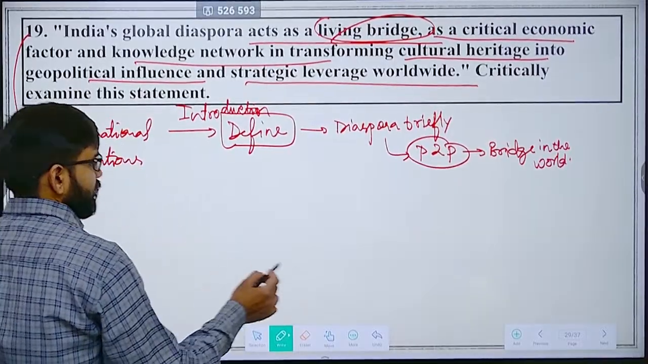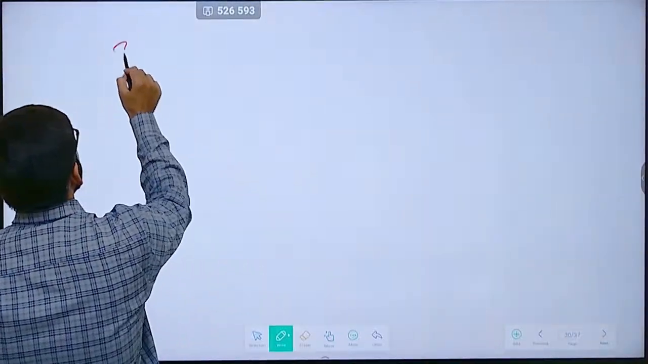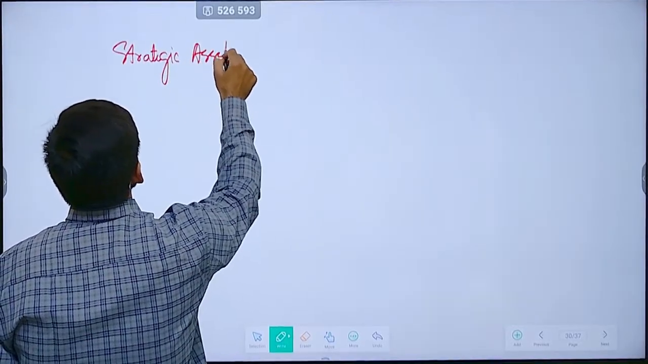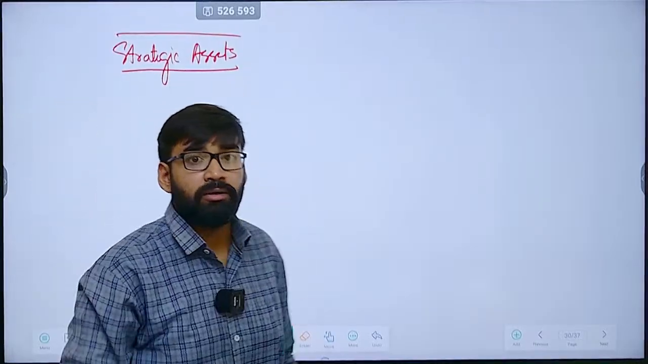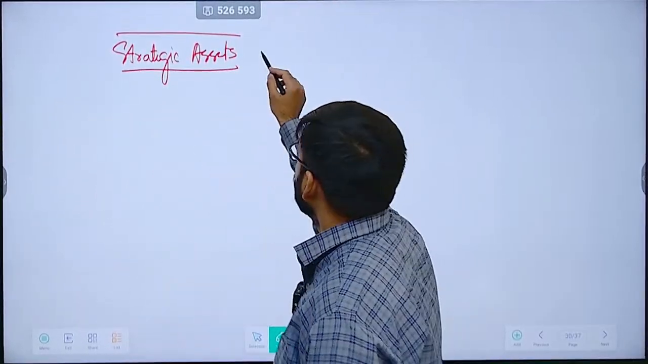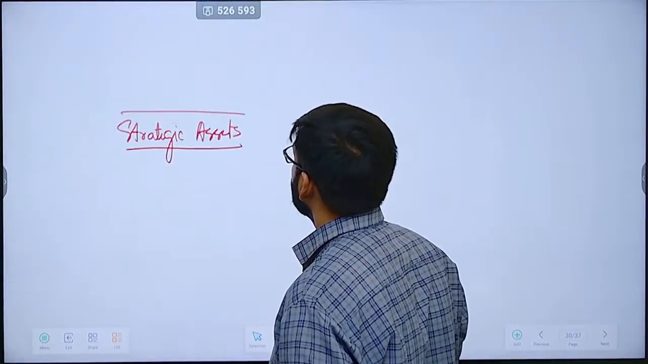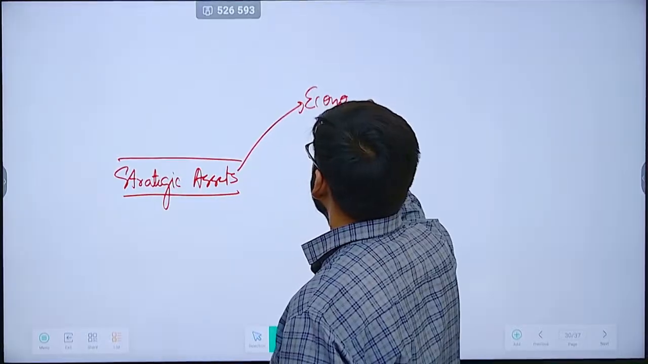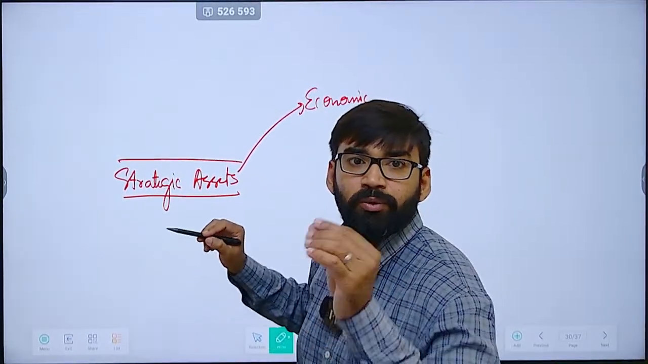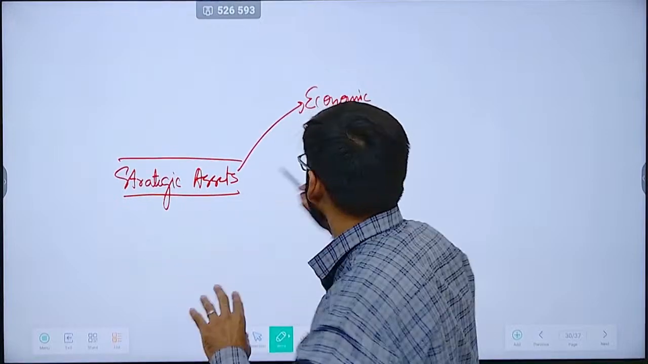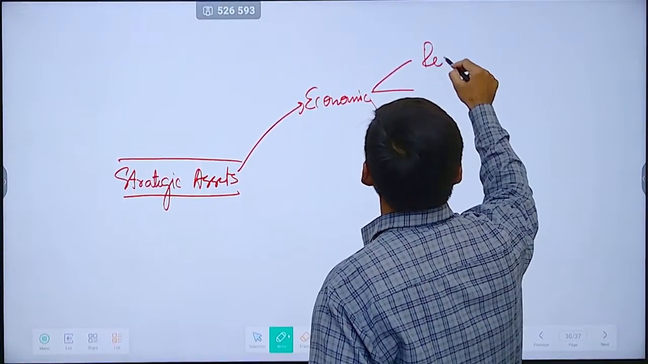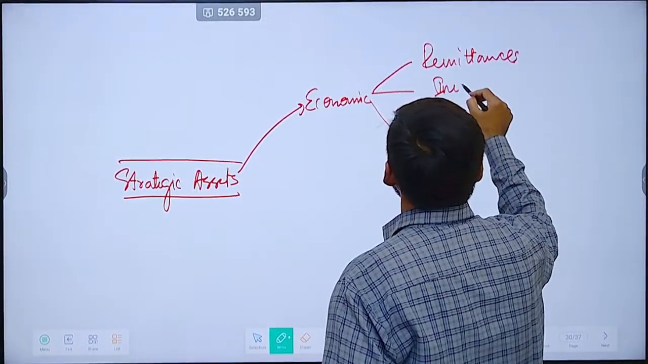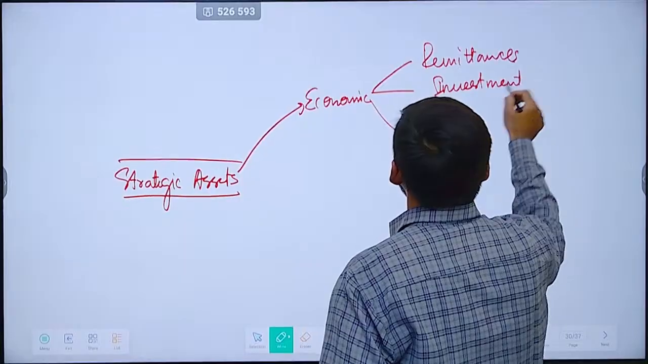Clear? Now the part 1 of the question, why diaspora is India's strategic asset, है ना? So why it is considered as strategic asset? So let me tell you. Body of the answer, strategic asset. Why it is considered as strategic asset? Clear? There are various things, like first important segment that you can mention here, economic. Okay, fine. Under economic you can mention about remittances, investments, trade networks.